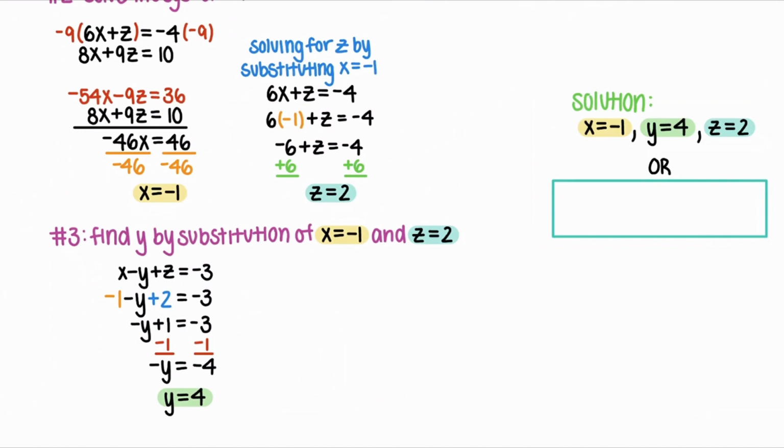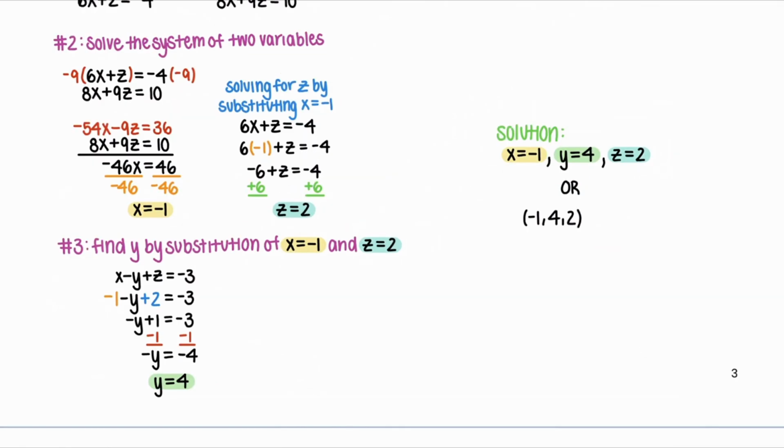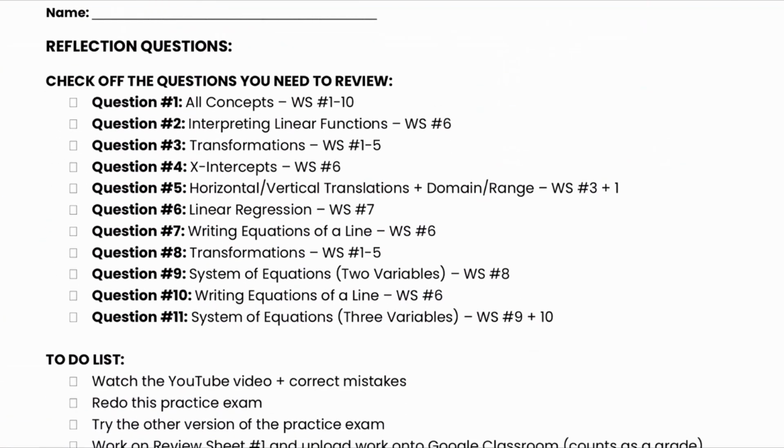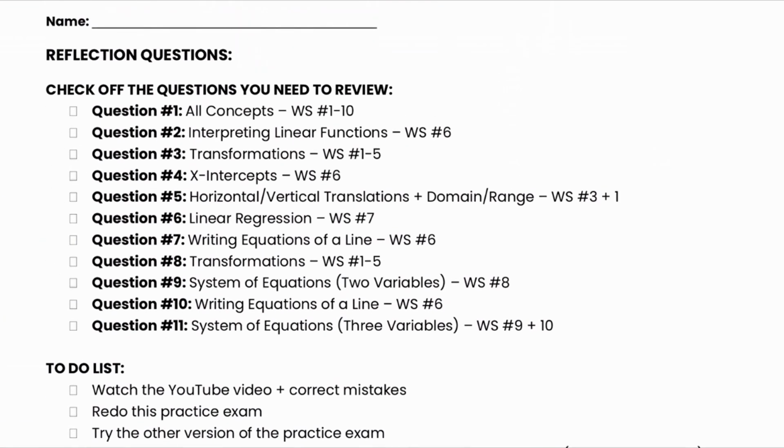Or we can write it as an ordered triple, but we have to be very careful with how we order it. It has to be x, y, and z. Or in other words, -1, 4, and 2 in parentheses. And so that concludes version 1 of the practice test.